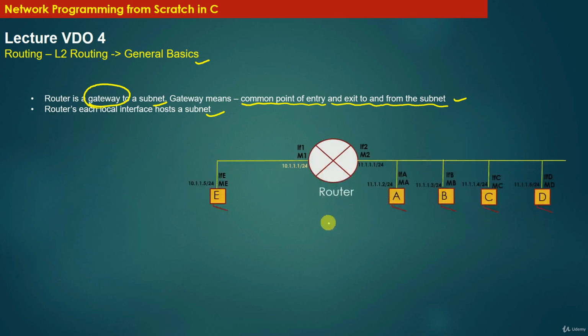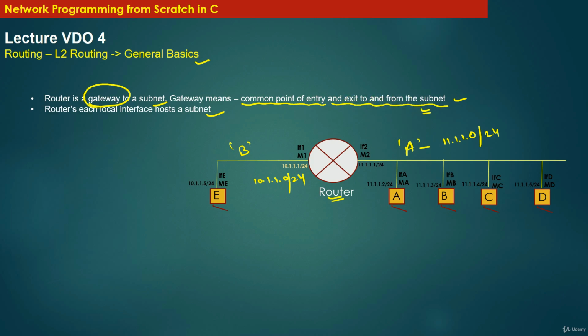You can see in this topology, there is an L3 router and this L3 router has 2 interfaces. Each interface hosts a subnet. So let's say this subnet is A and this subnet has a network ID 11.1.1.0/24. And the other interface of this L3 router hosts a subnet B and the network ID of this subnet is 10.1.1.0/24.